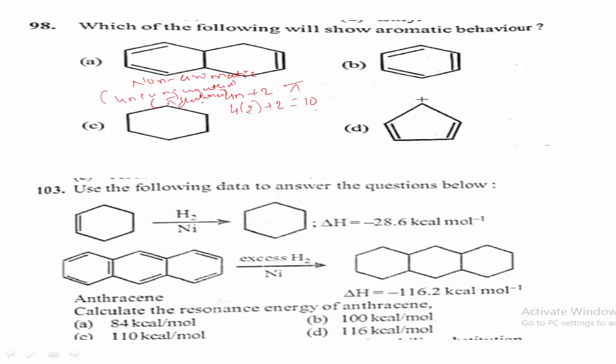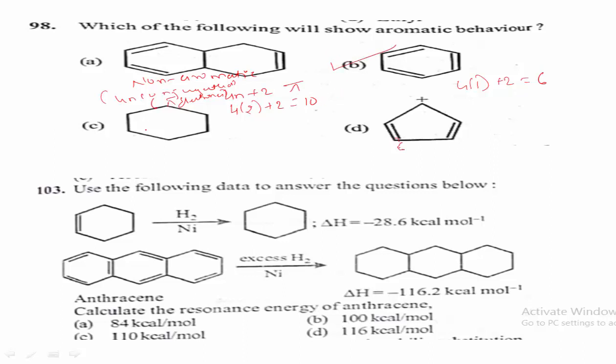Okay, next is the first member of aromatic compounds, you know, benzene. It follows Huckel's rule because it contains only one ring. 4n plus 2: 4 into 1 plus 2 means 6 electrons. Here 4 into 1 plus 2 equals 6. Here 2, 2, 2, total 6 electrons. Therefore it follows Huckel's rule. Therefore, according to the question, this is our aromatic compound.